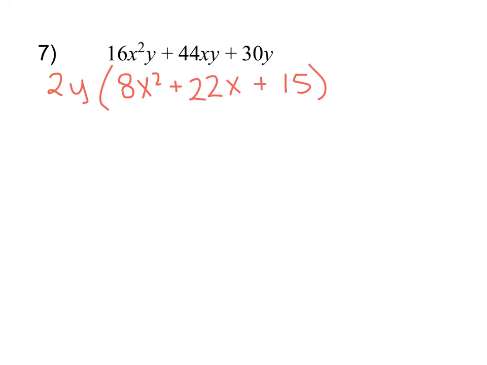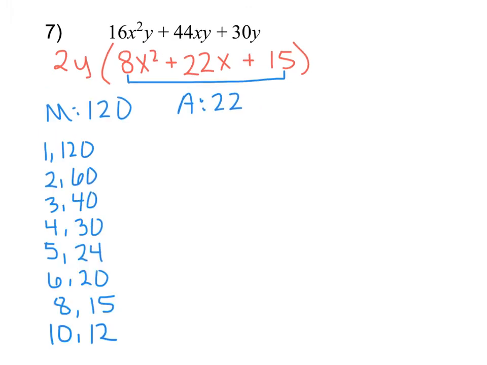Okay, now what we're going to do is we're going to see what multiplies to 8 times 15. And 8 times 15 is 120. So what multiplies to 120 and what adds to 22. So I'm going to write down all the factors of 120. So I found my pair, which is 10 and 12. Now those add to 22 and they also multiply to 120.